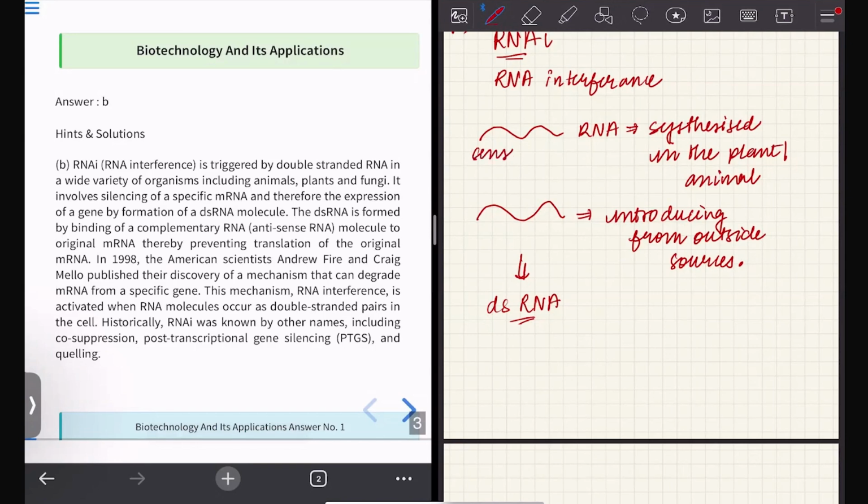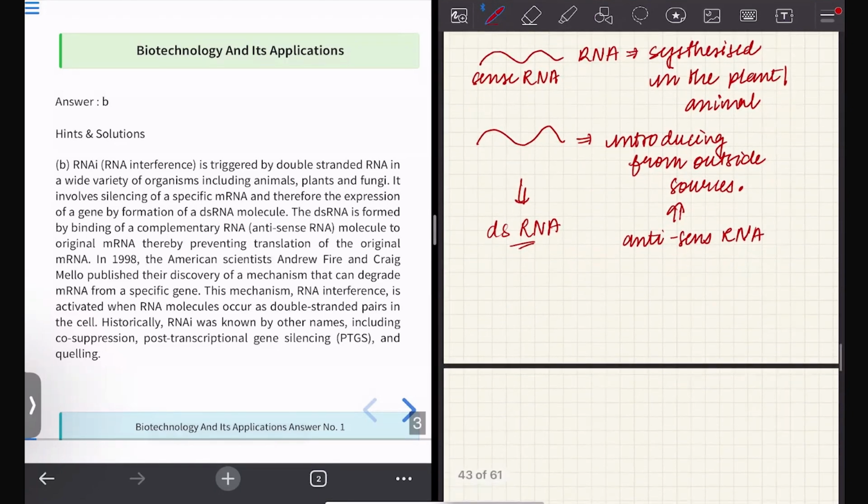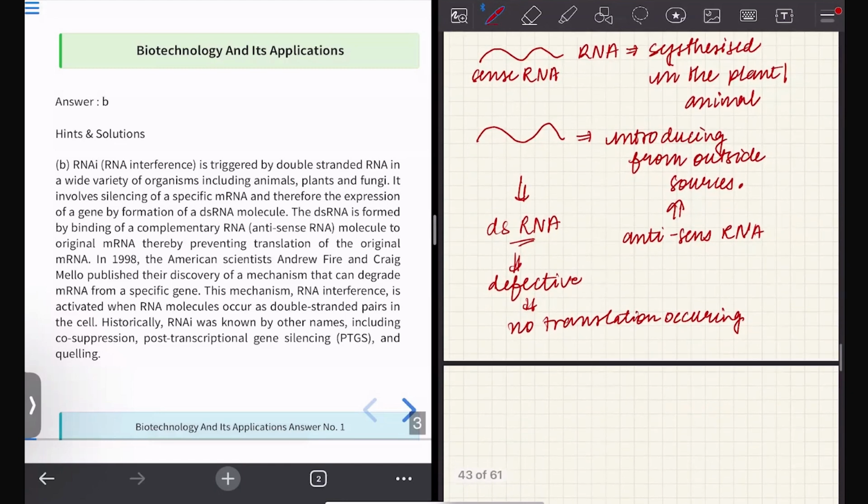This one, which is produced in the organism, is sense RNA, and the one which we are introducing from an outside source is known as antisense RNA. Okay, and when these sense and antisense RNA bind together, they form a double-stranded RNA, and this double-stranded RNA is actually defective, so there is no translation occurring now. Okay, so it is usually used for pest control and for improving the longevity of the plants or the fruits.